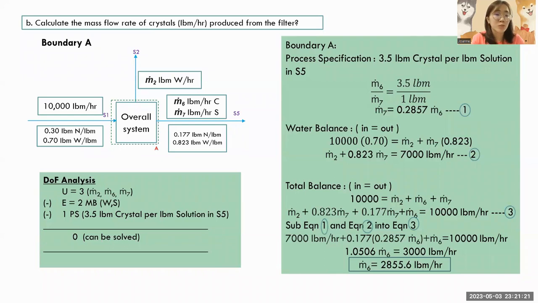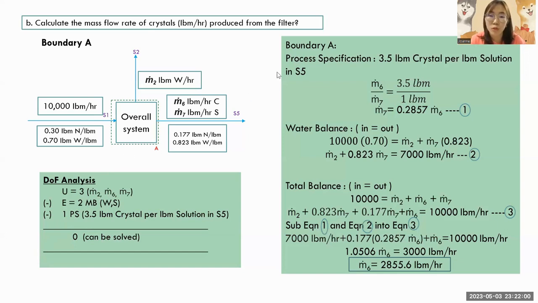For question B, it asks us to calculate the mass flow rate of crystal produced from the filter in the unit of pound mass per hour. And we choose boundary A because by doing the DOF analysis, we found that there are 3 unknown variables, which are M2, M6, and M7, and 2 material balances, which are water and sodium carbonate. The symbol S should be N, so there's a little typo here. And 1 process spec, which is the ratio of crystal to solution in stream 5, and it is equal to 0, which means we can use boundary A to solve this question easily.